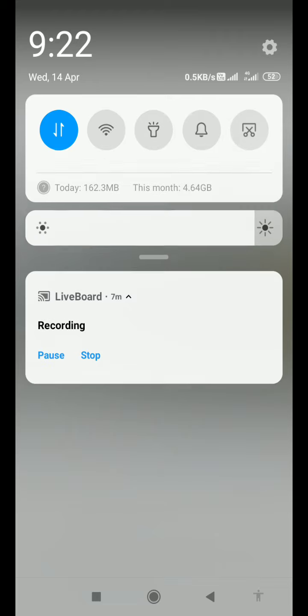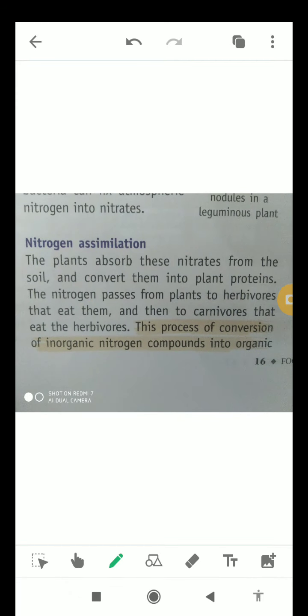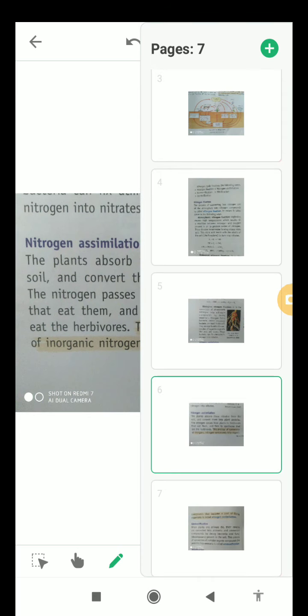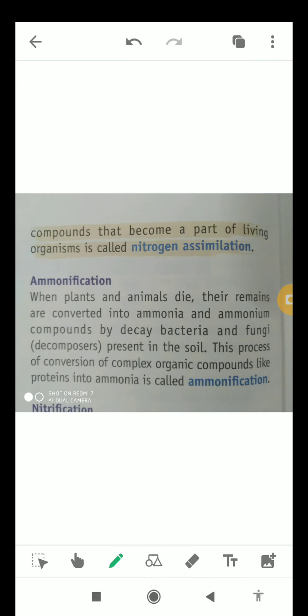Now the next slide, and this is the process of nitrogen assimilation. In this process, the plants absorb these nitrates from the soil and convert them into plant proteins. Then the nitrogen passes from plants to herbivores that eat them, and then to carnivores that eat the herbivores. So the process of converting inorganic nitrogen compounds into organic compounds that become a part of living organisms is called nitrogen assimilation.